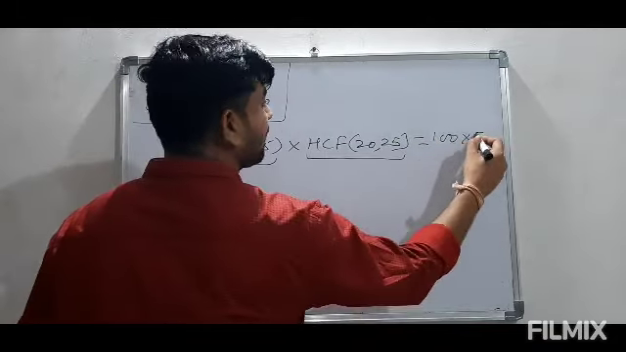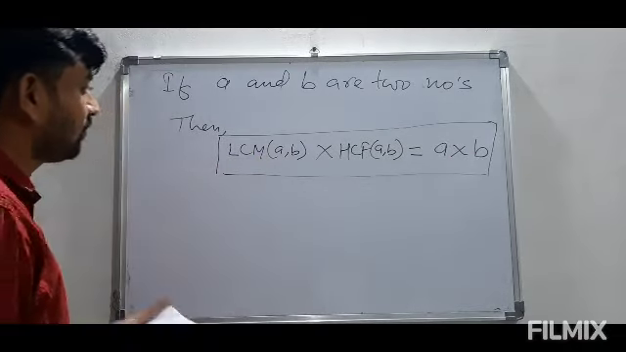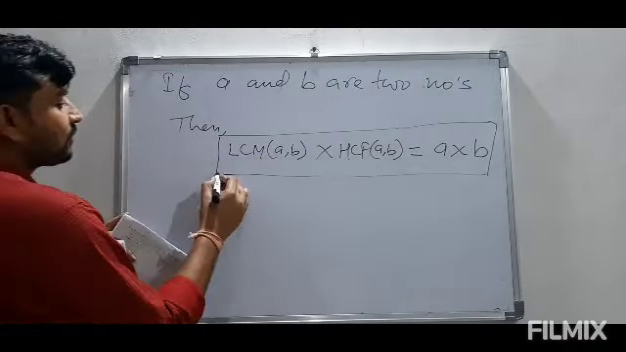LCM of A and B multiplied with HCF of A and B will come to a very important result, A into B. This is valid for any two numbers. If we take A and B, any two numbers, we calculate LCM and HCF, this will be valid for them. Now, what are the applications of this?